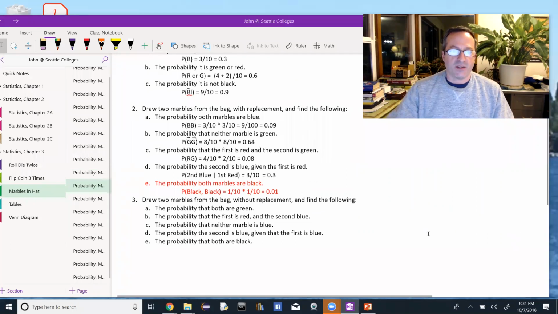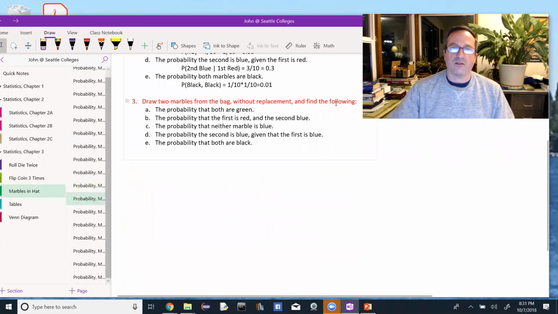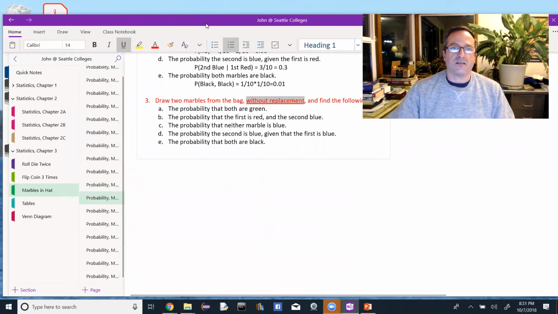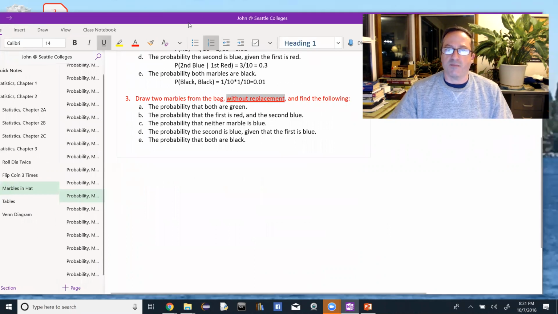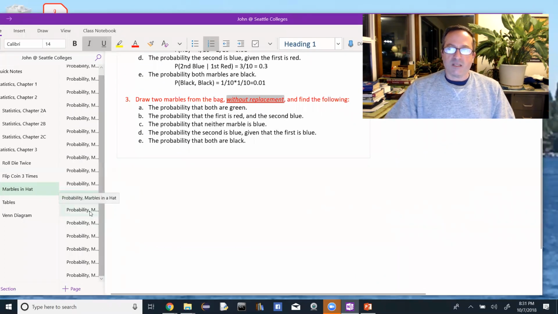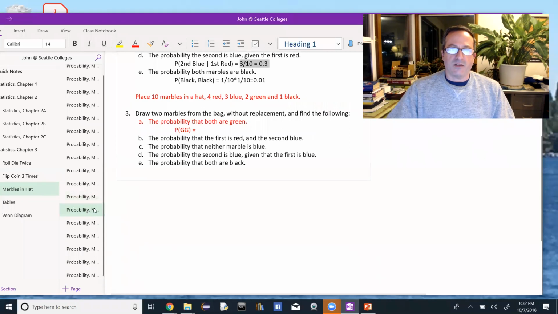Okay, so we're moving on to the third problem, where we're going to draw 2 marbles from the bag, this time without replacement. So as you take a marble out, it changes potentially the total number of marbles in the bag. Actually, it changes, we go from 10 down to 9, but it also can change the color of what's left. So let's see how this works. Again, we're going to multiply probabilities, but we need to do it in a way that takes into account that something has been taken out.